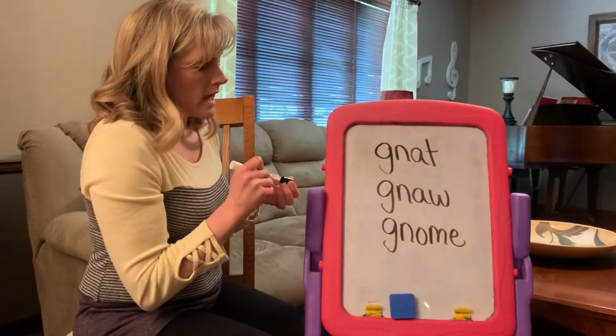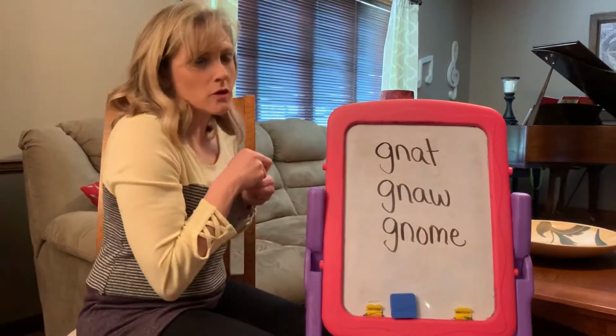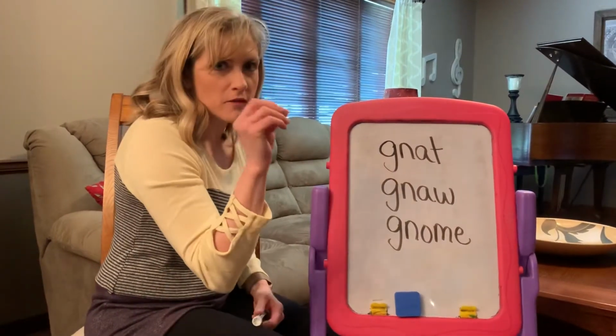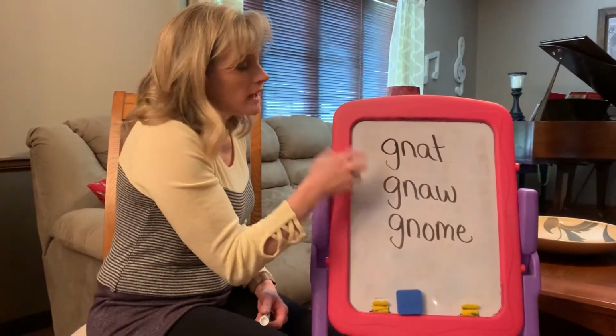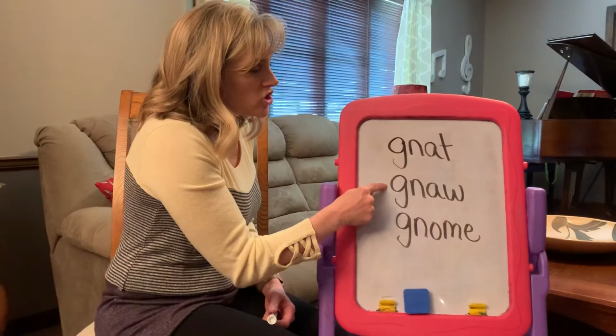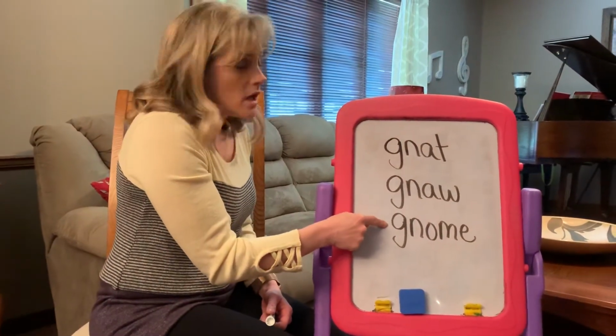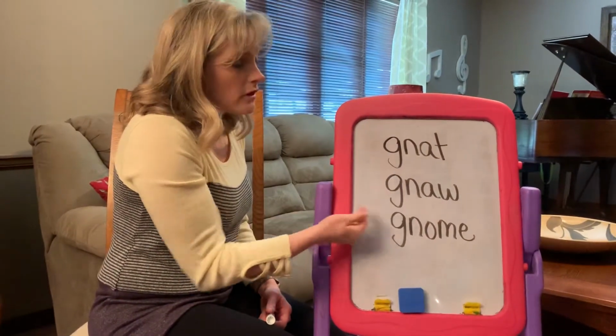Okay, here's the 3 words that I have right now. We have gnat. Those are those little black bugs that sometimes fly around fruit in the summertime. That's what we're talking about. Then we have the word gnaw, like when an animal gnaws on something, chews on it. And then we have gnome. So again, you see a letter that you don't hear.